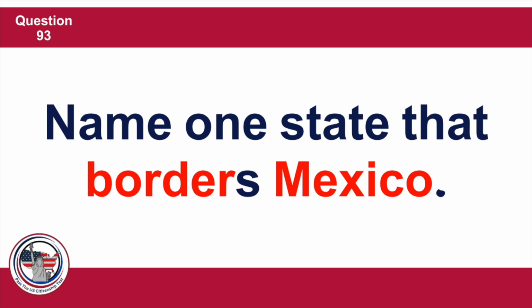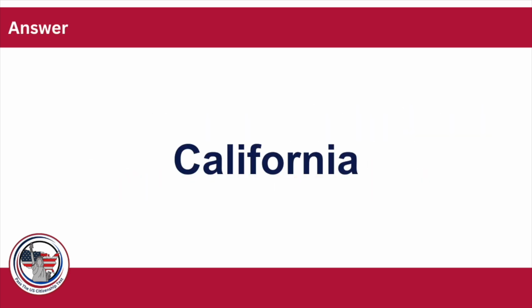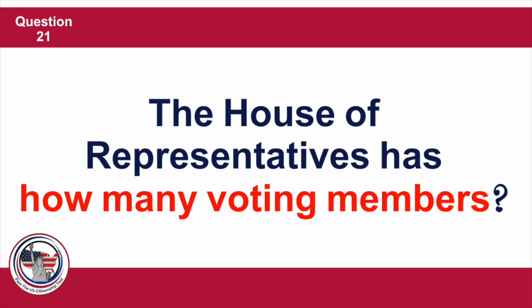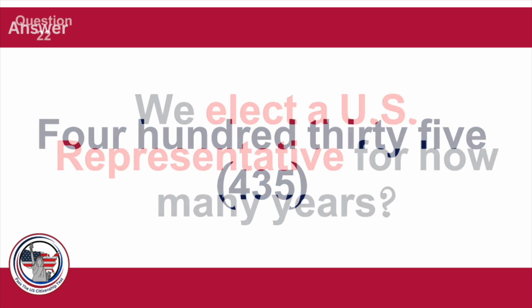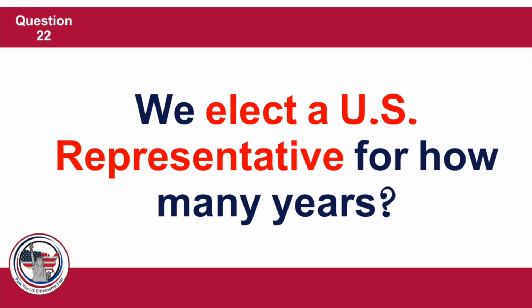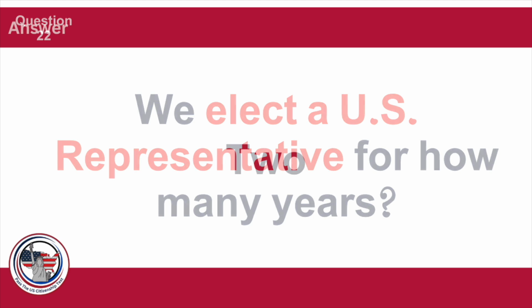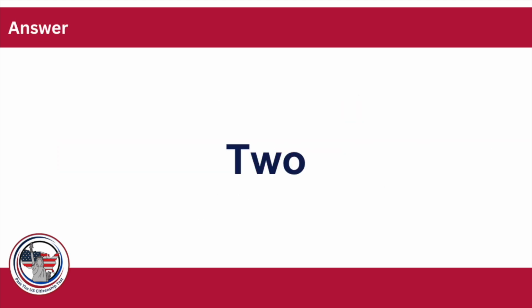Name one state that borders Mexico. California. The House of Representatives has how many voting members? 435. We elect a U.S. representative for how many years? 2.